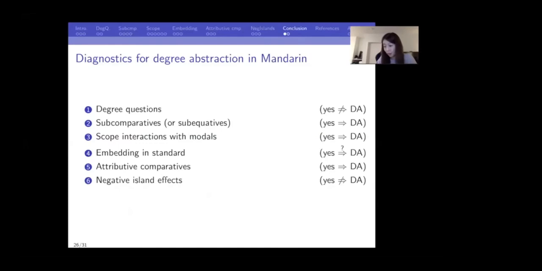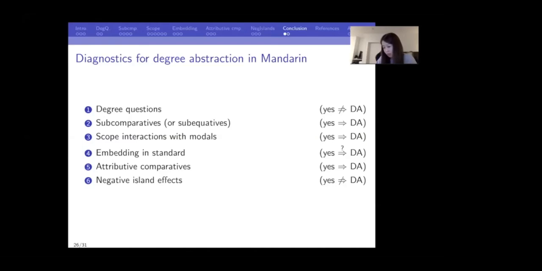Okay, in conclusion, first, Mandarin does have degree questions, but that can't really be used as evidence that it has degree abstraction because Mandarin is a WH in situ language. Then we showed that Mandarin, although it lacks sub-comparatives, does have sub-equatives, and that is possible evidence for degree abstraction. We showed scope interactions with modals, again giving evidence for degree abstraction. We showed that with certain types of verbs, you can have embedding in a standard clause of a comparative ellipsis construction. It's not clear to us entirely whether we can draw a positive conclusion on this basis, because that conclusion would rely on a number of assumptions.